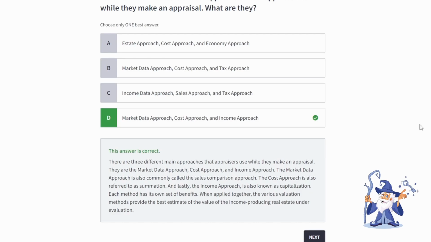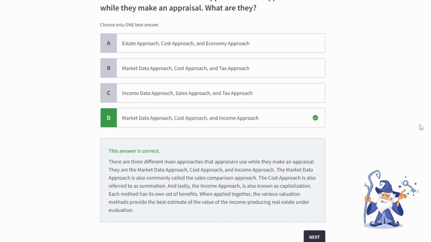So the market data approach is also called the sales comparison approach. So if you're looking at that and you're like, what? That's why. But again, those terms can be used interchangeably. The cost approach is also referred to as summation. And lastly, the income approach is also known as capitalization.